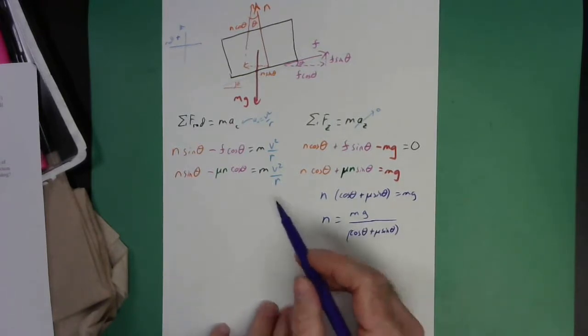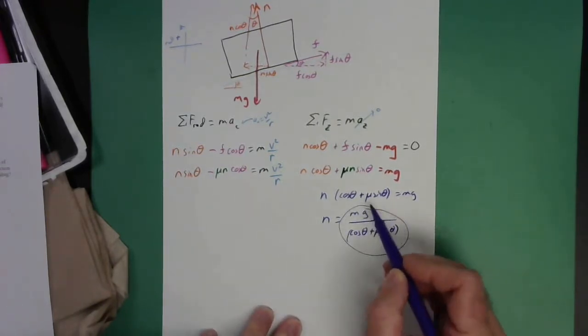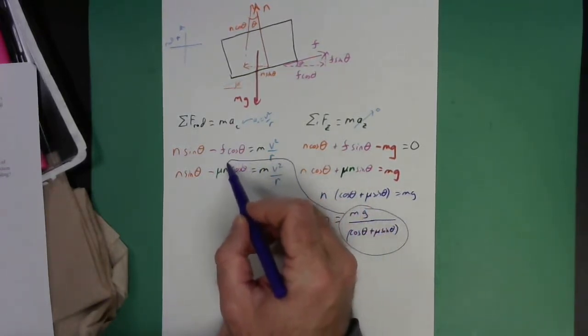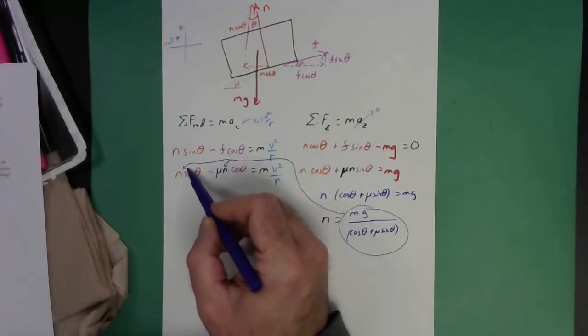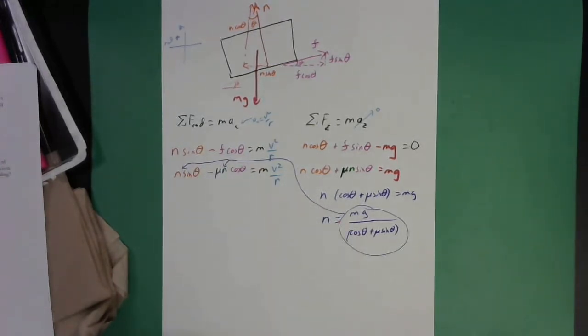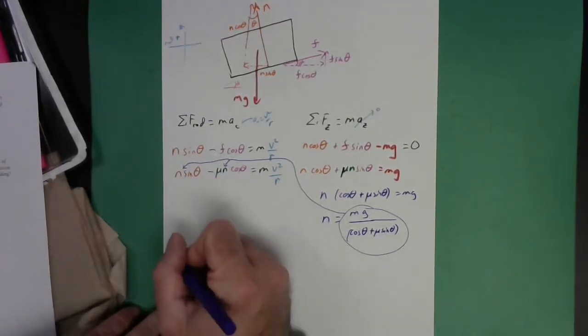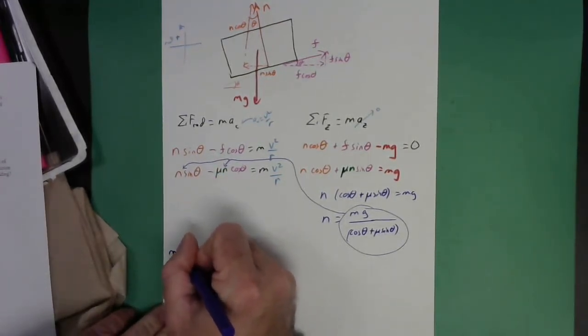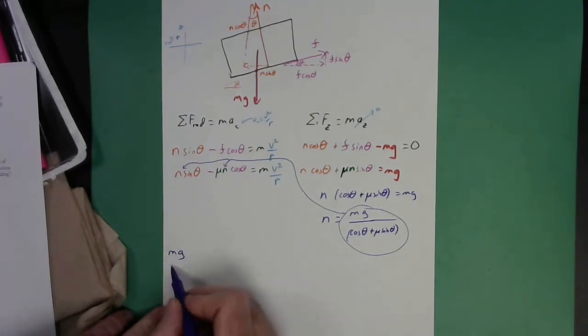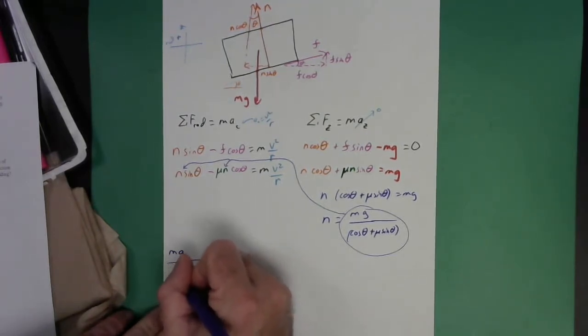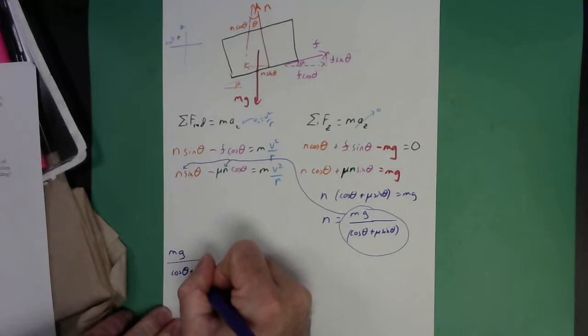This is an expression I can substitute in where I see N in the other equation. When I do that, give myself lots of room, it's going to be a long expression. mg over cos theta plus mu sine theta.